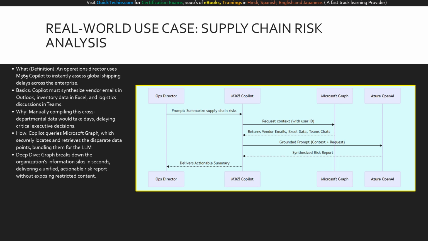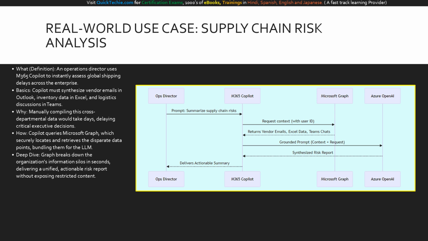Let's tie all of these capabilities together with a powerful, real-world use case that demonstrates the immense value of Microsoft Graph. Imagine an operations team dealing with a sudden global shipping delay. The director needs a comprehensive summary of supply chain risks immediately. What is the process? The director prompts Microsoft 365 Copilot, asking for a supply chain risk assessment.